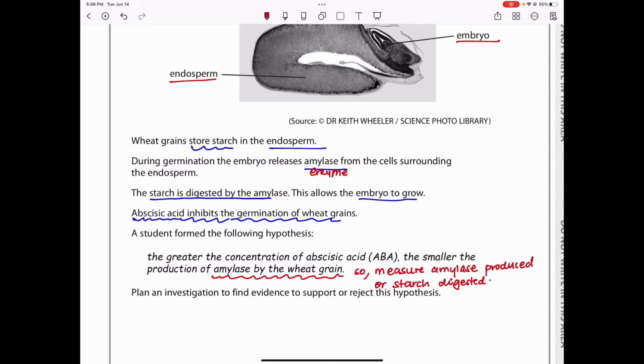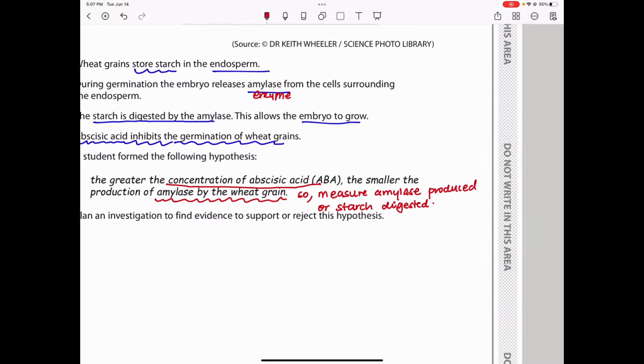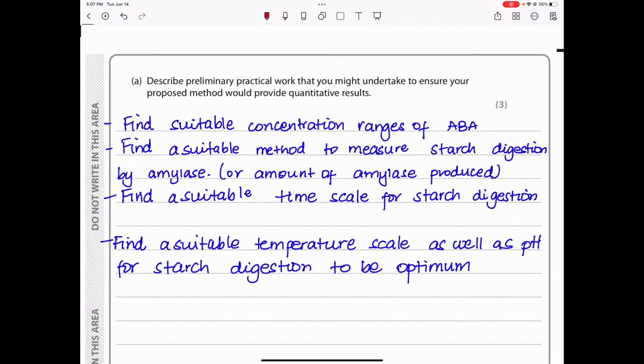So abscisic acid inhibits germination of wheat grains. A student formed the following hypothesis. The greater the concentration of abscisic acid, the smaller the production of amylase by the wheat grain. Plan an investigation to find evidence to support or reject the null hypothesis. So here we're going to vary the concentration of abscisic acid. As you can see, it's going to be the independent variable. So let's see, we need to do some preliminary experiment.